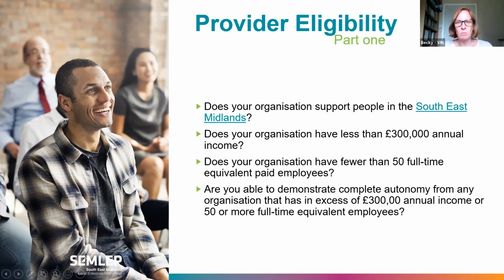So you need to support people in the SEMLEP region, and as Gail has already explained, it's a slightly different region to what it might be currently. So you need to check the guidance, check where you're delivering. Your organisation needs to have less than £300,000 as your annual income in your most recent year, and fewer than 50 full-time equivalent paid employees. And in addition to that, you do need to be able to show that you have complete autonomy from any organisation that has in excess of either of those. So if you have an umbrella organisation, or if you're part of a national organisation, you need to be able to clearly demonstrate that you are a separate organisation, that your finances are completely separate from those larger organisations.